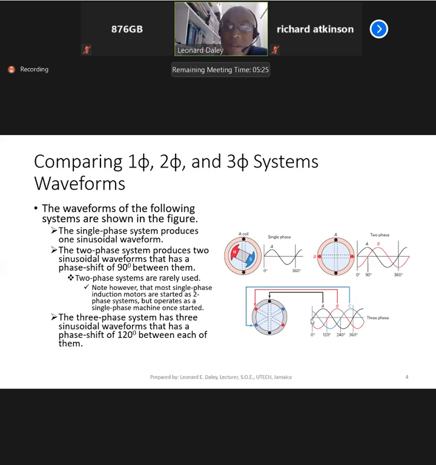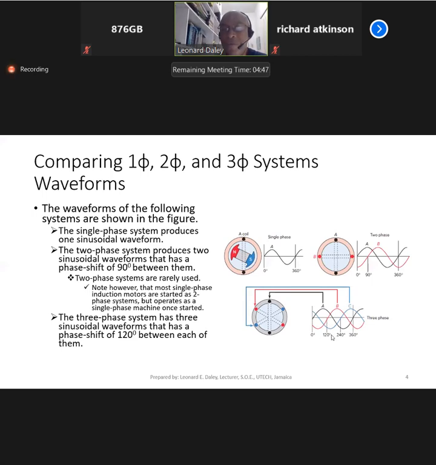The three-phase system has three sinusoidal waveforms, one for each phase. And then there is a 120-degree phase shift between the phases. We are looking at balanced systems. So when they are balanced, the phase shift would be 120 degrees. And the magnitude, note the peak values here, are all the same for a balanced system, whether it's two-phase or three-phase. Magnitude is the same.